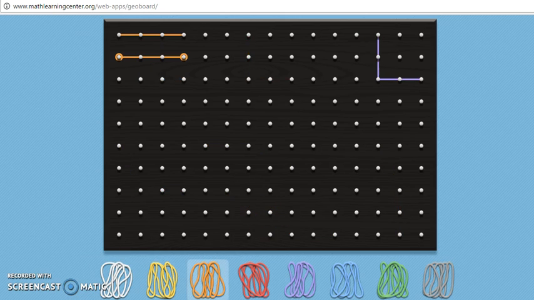We will now take a look at pairs of parallel lines and pairs of perpendicular lines. First, we will look at pairs of parallel lines. Using orange rubber bands, we'll create the parallel lines. Parallel lines are pairs of lines that never intersect.